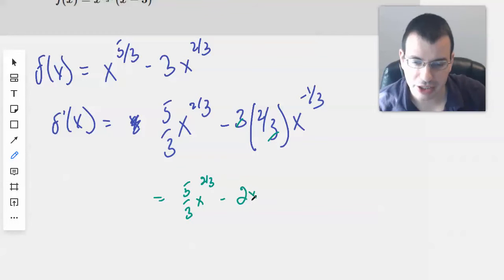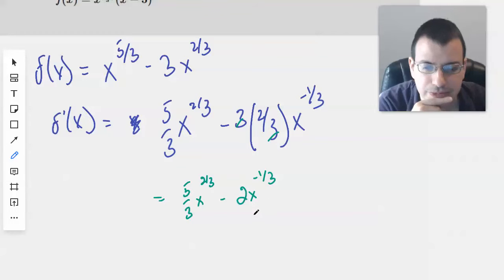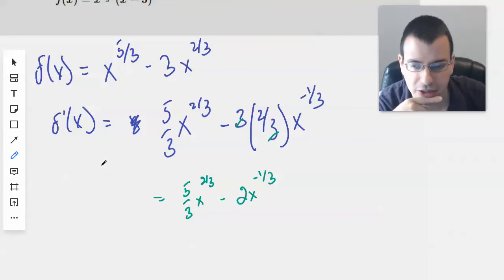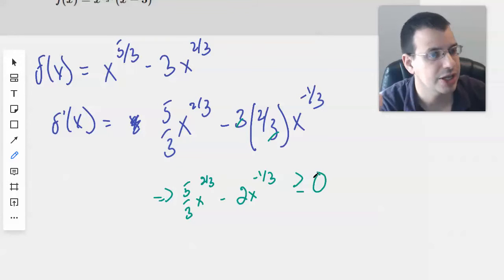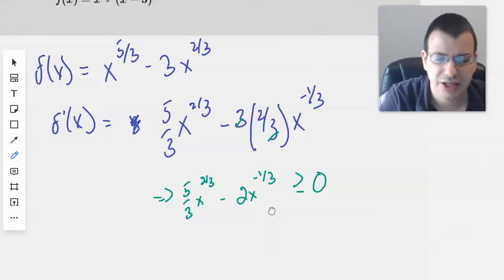Minus 2x to the negative 1/3. Okay? Now from here, what are we going to do? Okay, we're going to set this. We know that this is going to be greater than or equal to 0, because that means increasing. Yes, I'm going to go with this.